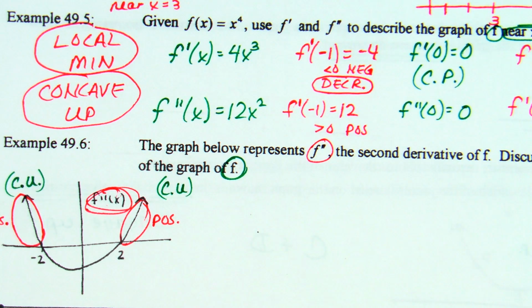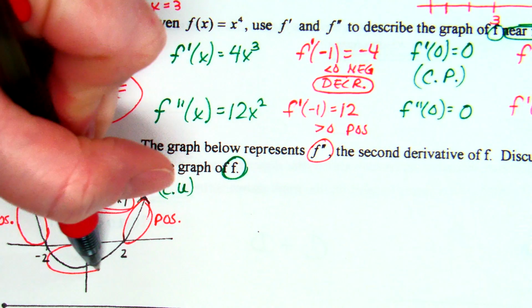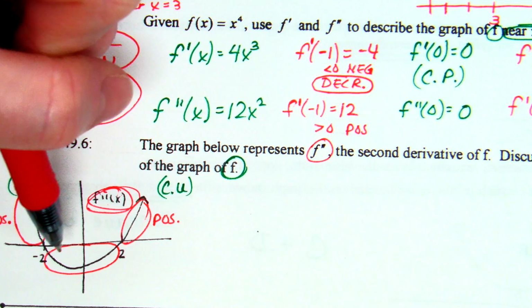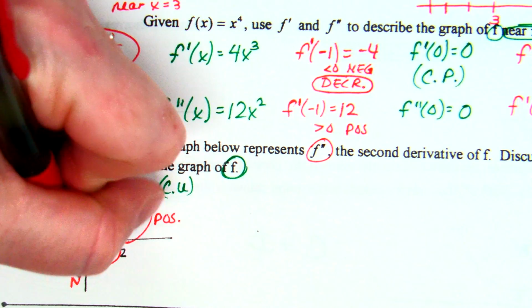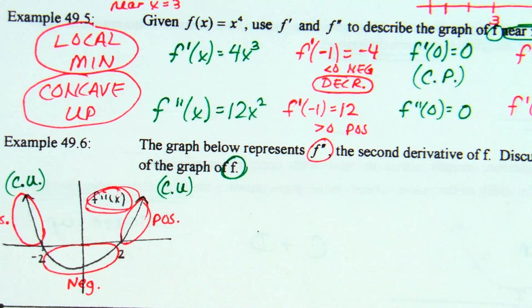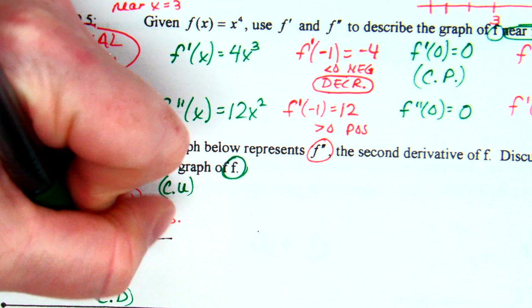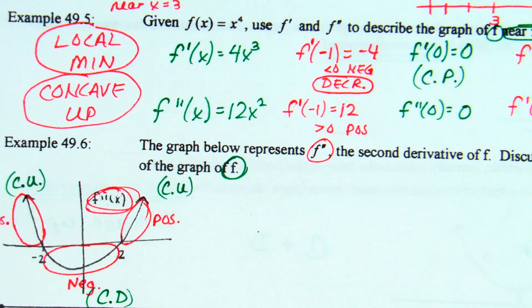Okay, so what's happening between -2 and +2? What is my graph? These y values are what? Negative. So from -2 to 2, my y values are negative. So that means what's going to be true of my original graph? It's going to be concave down between -2 and +2.